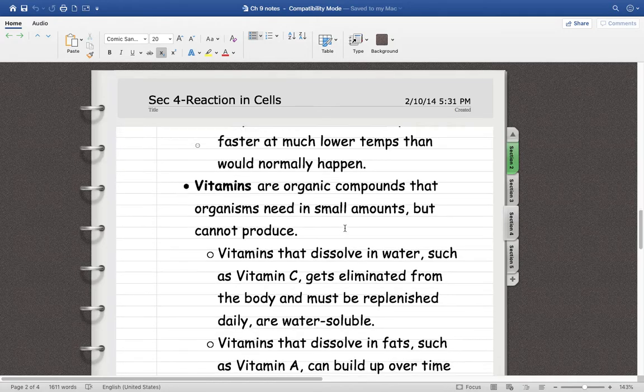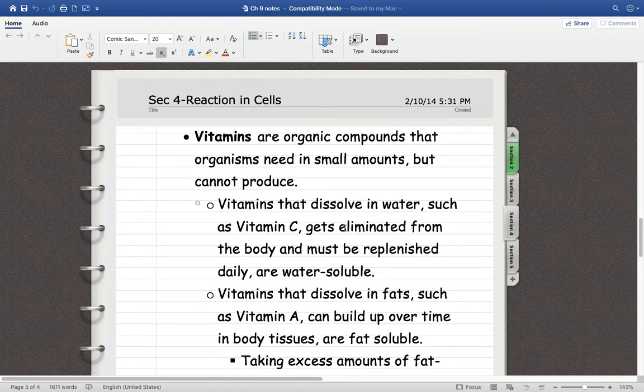Okay? So, vitamins. These are organic compounds that organisms need in small amounts but cannot produce. We cannot make vitamins. Vitamins that dissolve in water, such as vitamin C, get eliminated from our body and must be replenished daily. They are called water soluble, which means they dissolve in water. That's why vitamin C is put in everything. You always see added vitamin C. It's because we need it every single day. Every day we pee it all out, and every day we need more.